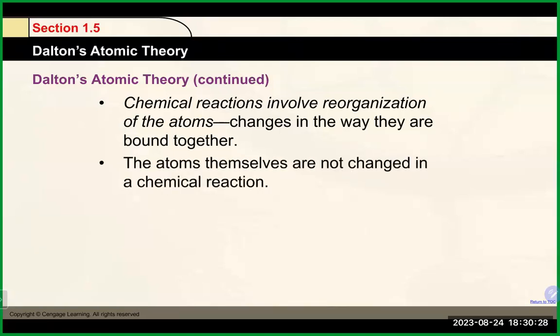Atoms themselves are, again, as I mentioned, not changed in the chemical reaction because all we are doing is simply breaking bonds, kind of freeing up the atoms so that they can recombine on the other side.